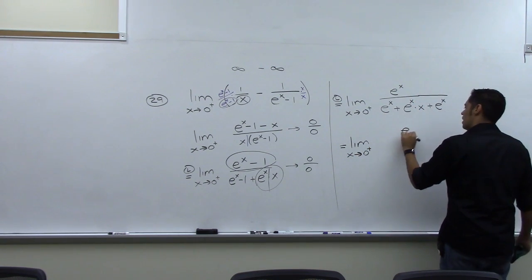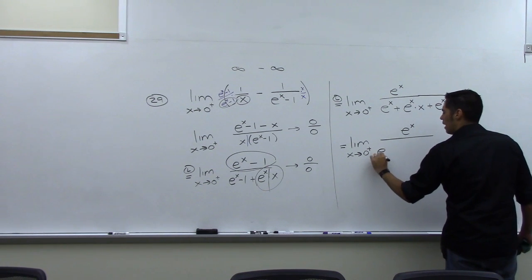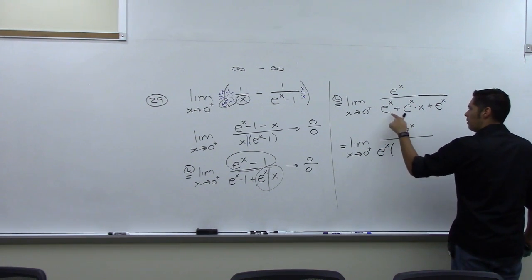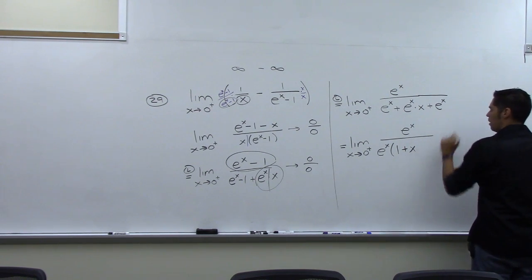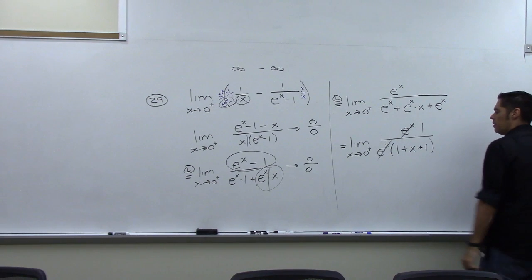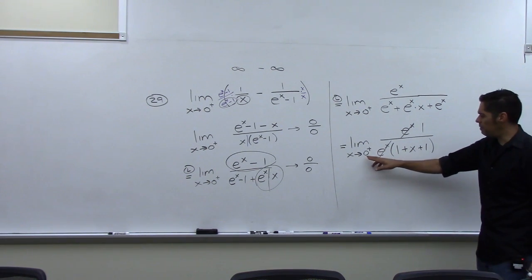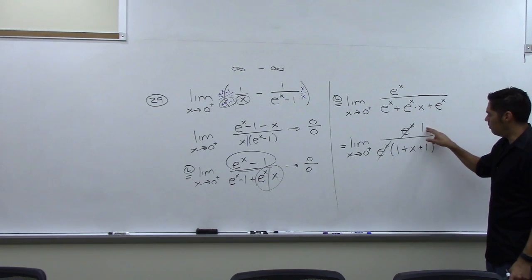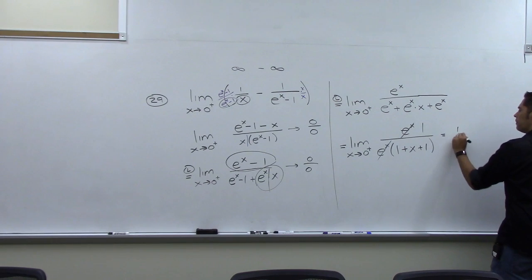x out of the denominator. These all have e to the x in them, so I factor out an e to the x. I'm left with a 1 here, an x here, and a 1 here. And then I can cancel these e to the x's out, put a 1 there, and now let x go to 0. And you can see that if I let x go to 0, this is going to go to 0. I'm going to get 1 over 1 plus 1. It's going to be 1/2.